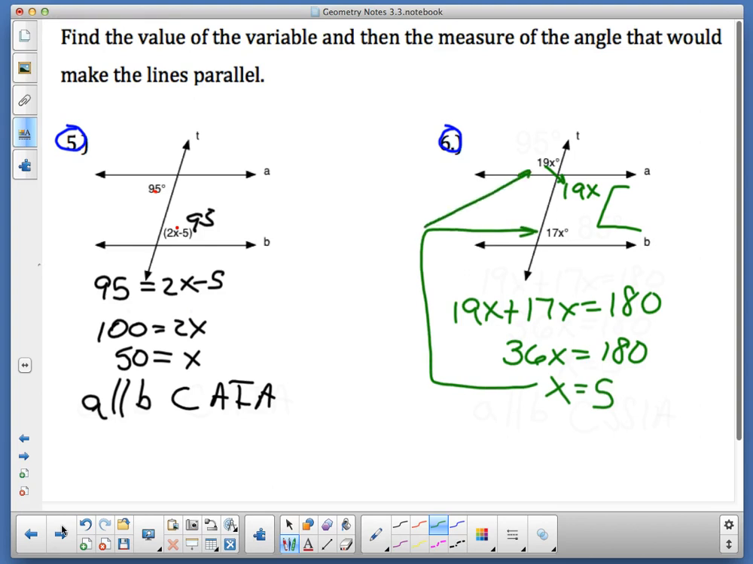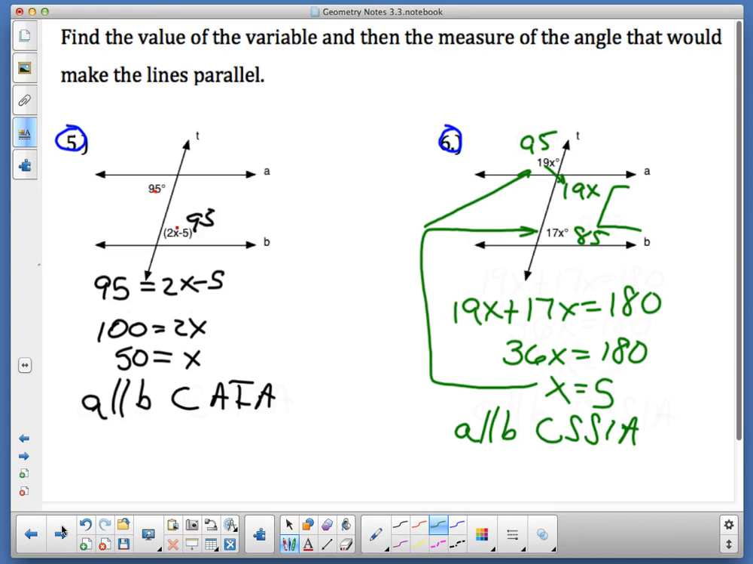Okay? This should be 95. This should be 85. Okay? Comes out to be 180. When x is 5, I now have A parallel to B because of the converse of same side interior angles. Okay? Because of the converse of same side interiors. I have to be able to come up with the relationship, and then because of the converse of the relationship, I get it. Do 7 and 8.